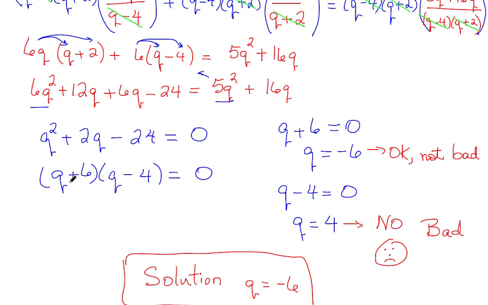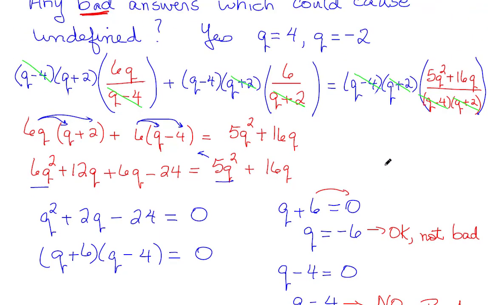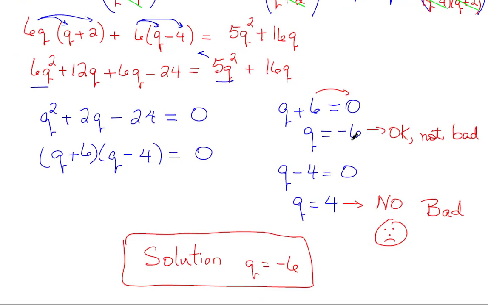So now I set all the pieces to 0. So here I'm going to move the 6. I get Q is minus 6. That's okay. That's not a bad answer. Remember, what were the bad answers? I forget. Let's see. Bad answers were 4 and minus 2. So minus 6 is okay.